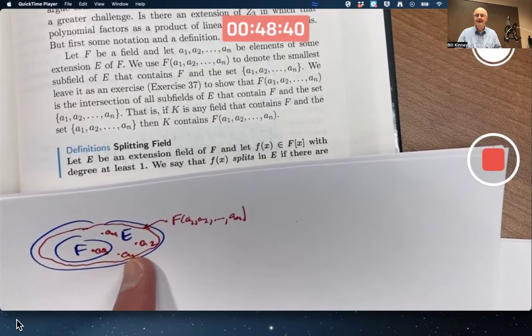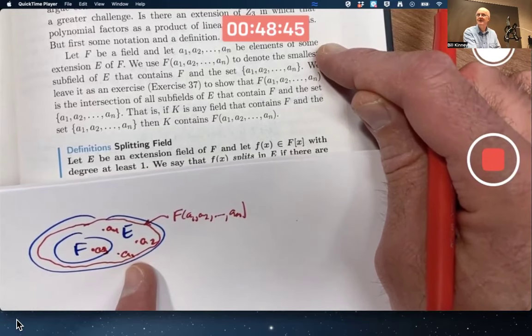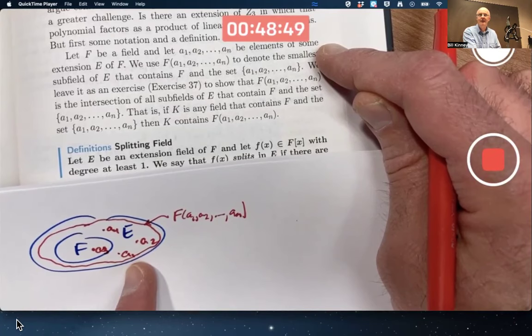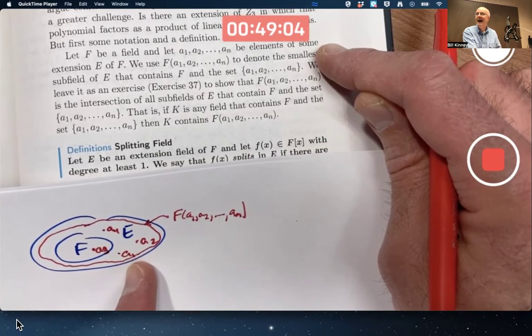Why? Because it is by definition a field. It's closed under multiplication. It also would contain, for example, A1 plus A2, 5A1 plus 3A2 squared. Plenty of other elements that it contains. You could probably say in general, infinitely many other elements. So that's the first mistake that I sometimes made in thinking about this concept.